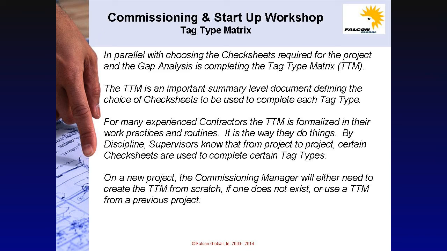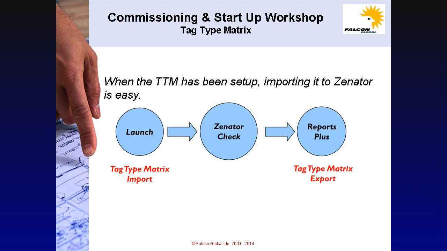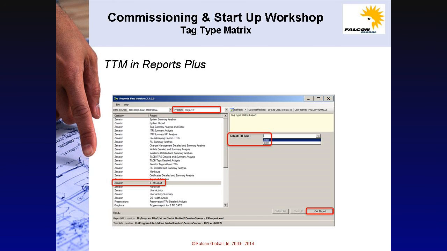On a new project, for example, the commissioning manager will either need to create the TTM from scratch if one does not exist, or use a TTM from a previous project. When the TTM has been set up, importing it to Xenitor is easy. Use the spreadsheet template supplied within Launch to externally set up your project's TTM. Then import the template to Xenitor. Exporting the project's TTM is handled by Reports Plus. Look at the format of the TTM you get in Reports Plus. This is shown on slide 252.